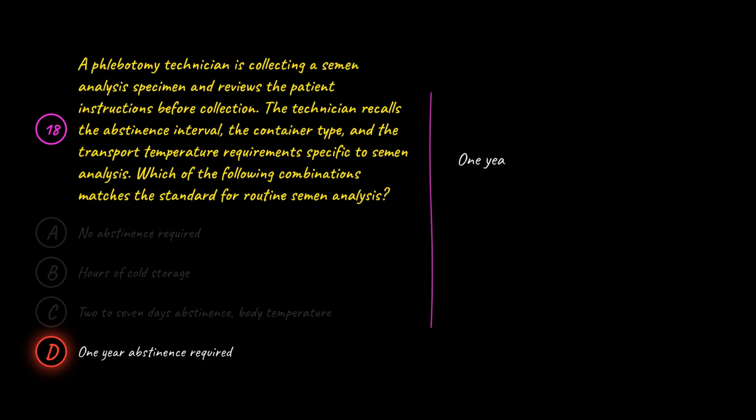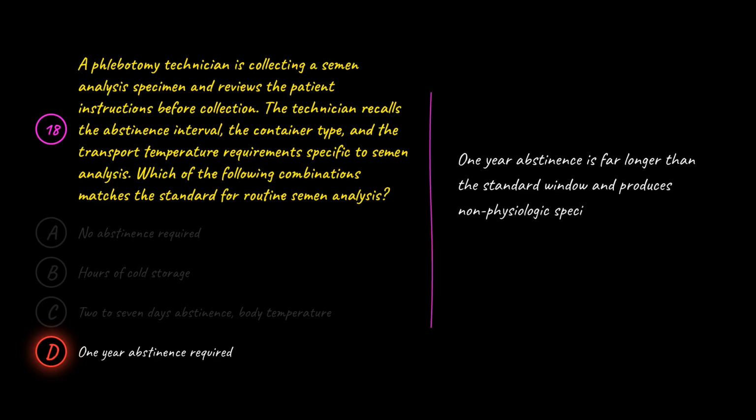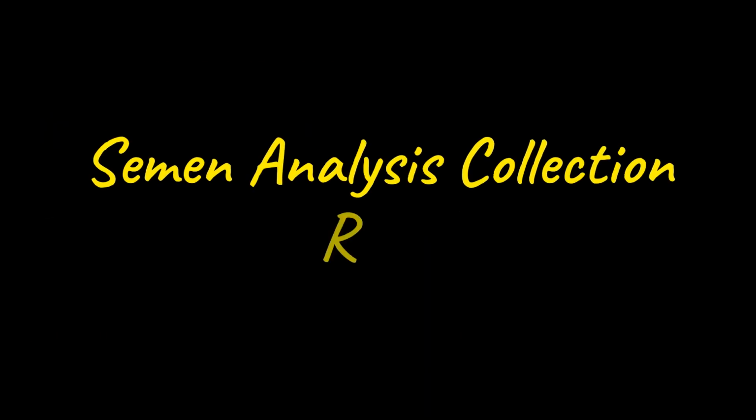D is wrong because 1 year abstinence is far longer than the standard window and produces non-physiologic specimens. The standard interval is 2 to 7 days for routine semen analysis testing. Semen analysis has strict pre-collection and transport requirements because the 3 parameters being measured, motility, count, and morphology, are all highly sensitive to timing and environment.